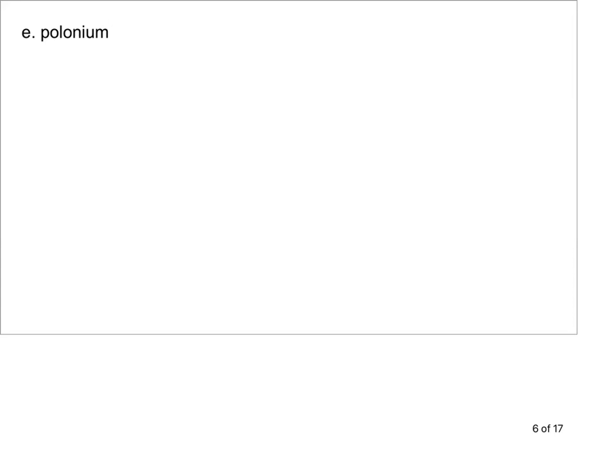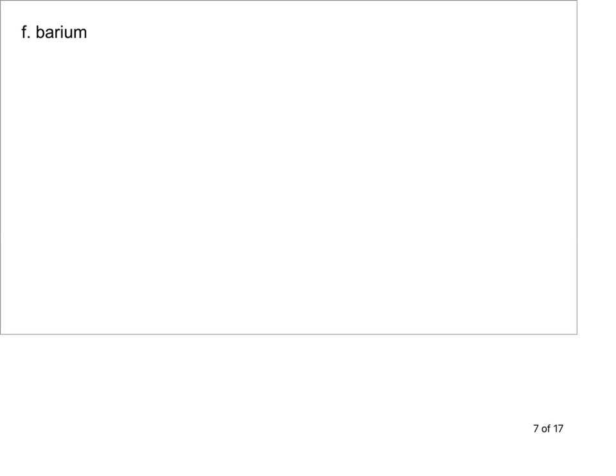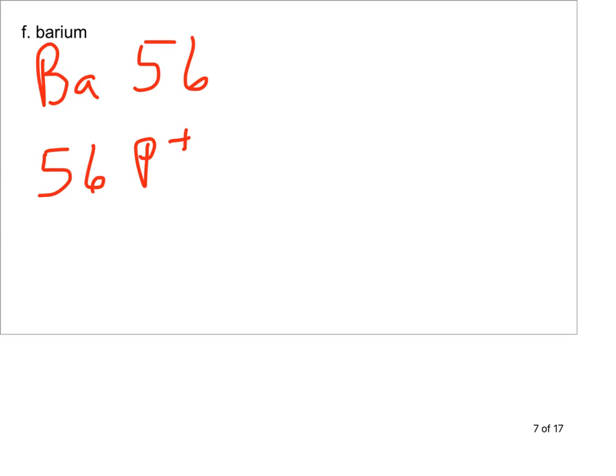Polonium, element number 84, symbol is Po, so 84 electrons, 84 protons in each atom. And one more, barium, Ba, number 56, giving us 56 protons per atom and 56 electrons per atom.